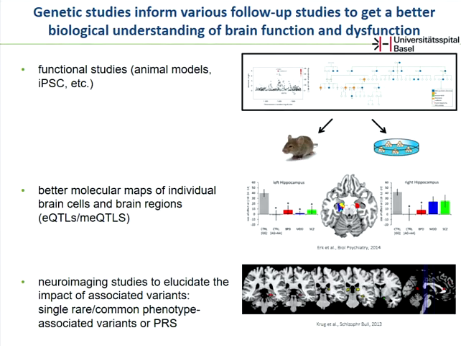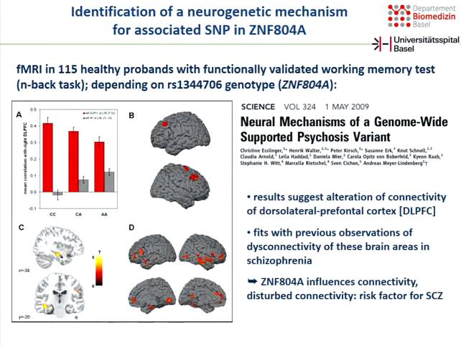And then of course neuroimaging studies are a way to follow up these genetic findings, because you can really look into the brain, what's going on if I'm a carrier of that particular variant. And this is only one example of an earlier study that we have done together with Andreas Meyer-Lindenberg of a variant in a zinc finger protein coding gene, ZNF804A, that is associated with schizophrenia.